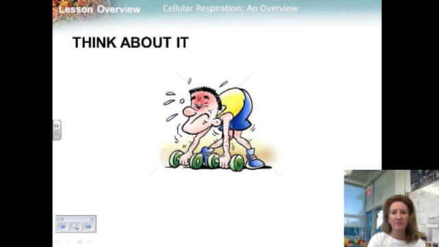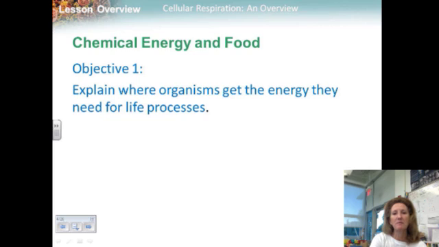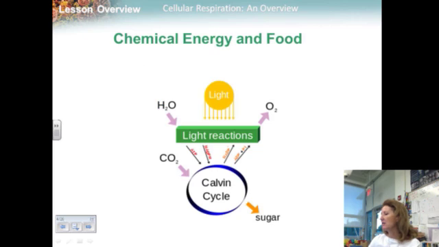Let's think about it then. You feel weak when you're hungry because food serves as a source of energy. How does the food you eat get converted into a usable form of energy for your cells then? Well, so objective 1 is to explain where organisms get the energy they need for life's processes to maintain homeostasis and all the other things like reproduction and stuff.